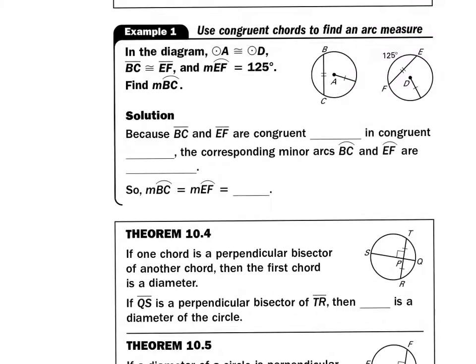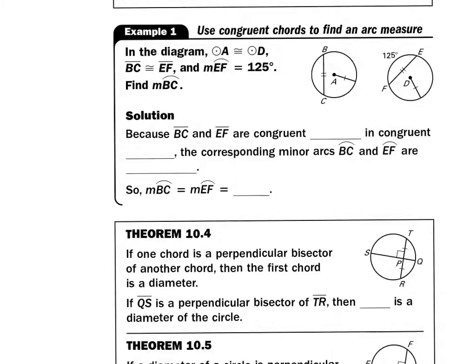Example 1. Use congruent chords to find an arc measure. In the diagram, circle A is congruent to circle D. B to C equals E to F, and the measure of arc EF equals 125. Find the measure of arc BC.